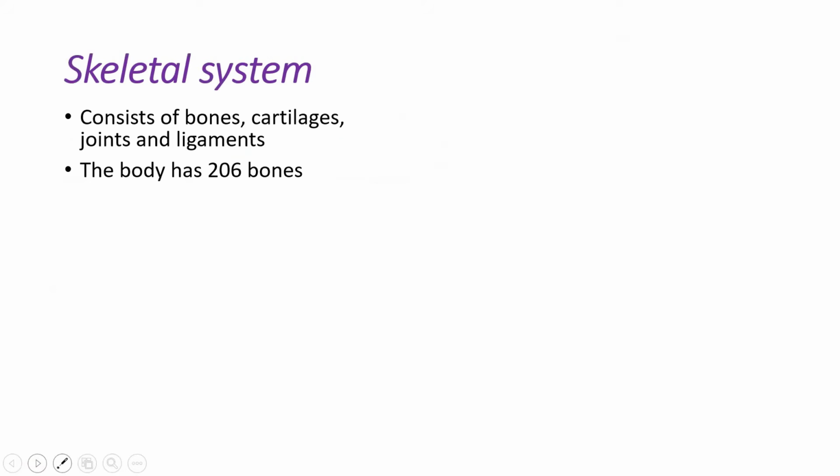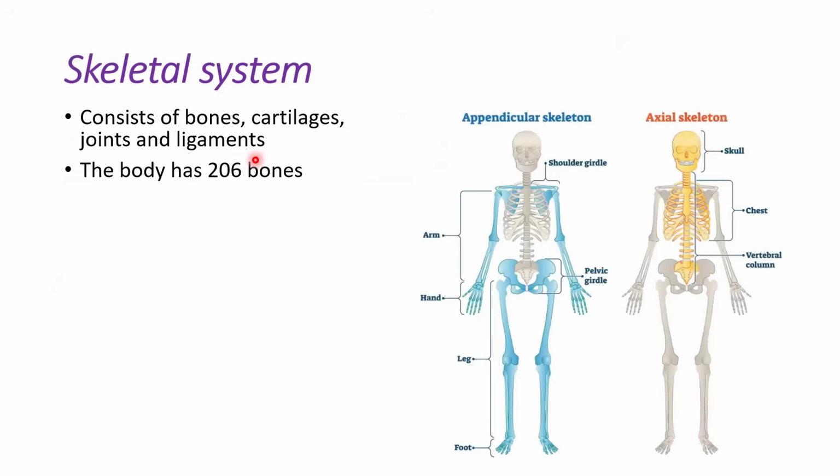And yes, for the systemic anatomy, the first part that you're going to start with, we're going to start with the skeletal system. By just the word itself, the skeleton of the body, which consists of bones, cartilages, joints, and ligaments. And interestingly, the body has 206 bones.